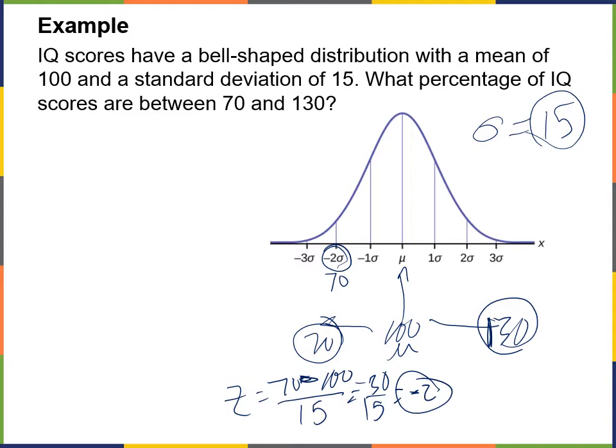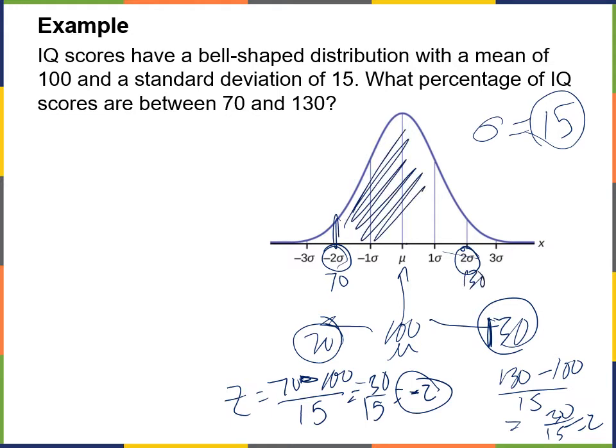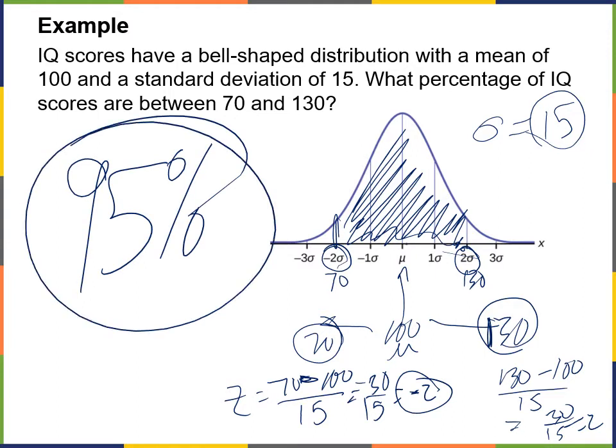130, well, the same thing. If I do 130 minus the mean over the standard deviation, I get 30 over 15, which is 2. So 2 would be two standard deviations, but above the mean. So 70 and 130 are two standard deviations away from the mean. I want to find out what percentage of people have IQ scores in that range. Well, the empirical rule says 95% of all people should have an IQ score in that range, because 95% of your data should be within two standard deviations of your mean in a bell distribution.